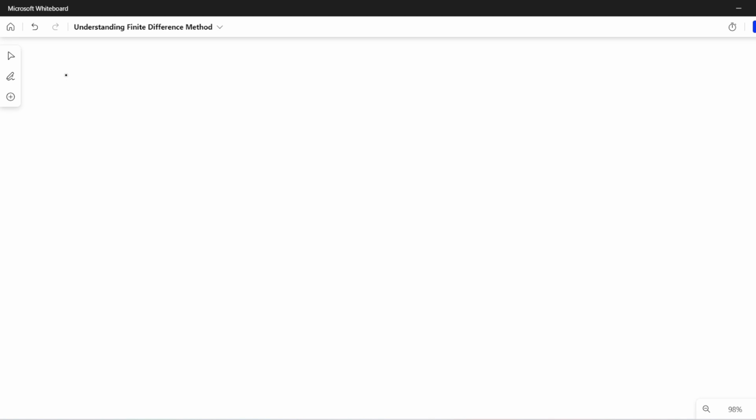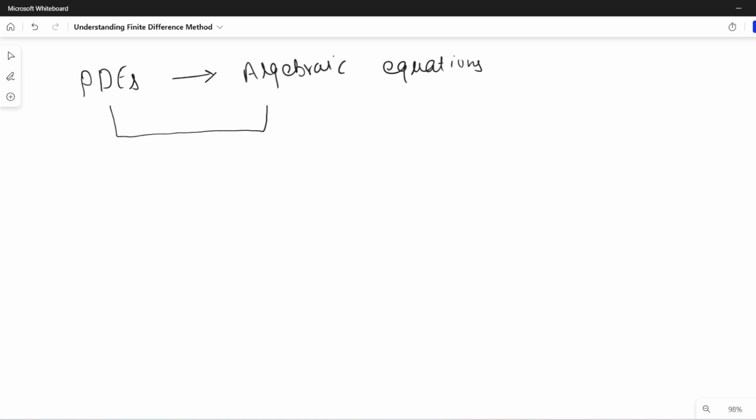In computational fluid dynamics, what we do is that we convert PDEs into a set of algebraic equations. The method of converting PDEs into a set of algebraic equations is known as discretization.